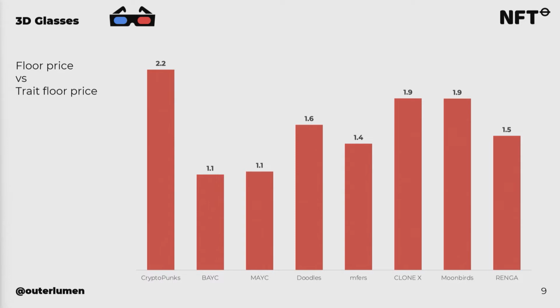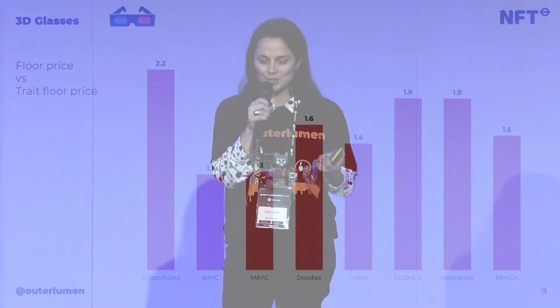So I pulled a couple of projects here just to have a look. With the Punks, it's like 2.2 times the floor price if you want a 3D glasses Punk. You can buy at the floor or you can pay 2.2 times more to get that. But that's not the case, for instance, with the apes. There's a couple that you can get almost at the floor. So I explored this a little bit because I found it super interesting.